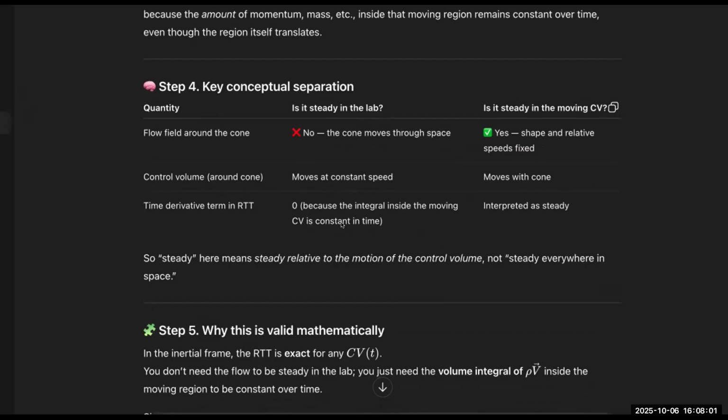So let me see. Key conceptual separation. The quantity is the flow field around the cone. Is it steady in the lab? No, the cone moves through space. Is it steady in the moving control volume? Yes, because the shape and relative speeds are fixed. Quantity: control volume around cone. Is it steady in the lab? It moves at constant speed. Is it steady in the moving CV? It moves with the cone. So yes, I think this answers the key question.